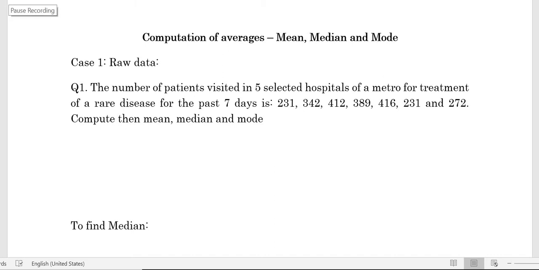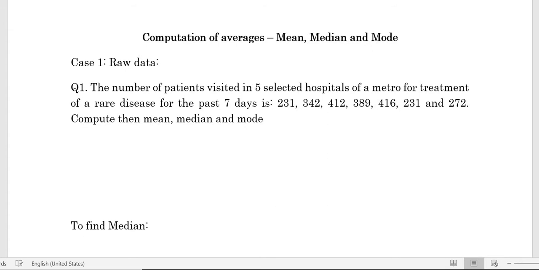In this video, we shall discuss the computation of averages. The most commonly used averages are mean, median, and mode. The computation of these three measures depends on the type of data that is provided. The type of data can be described as raw data, discrete frequency table, or group frequency table.